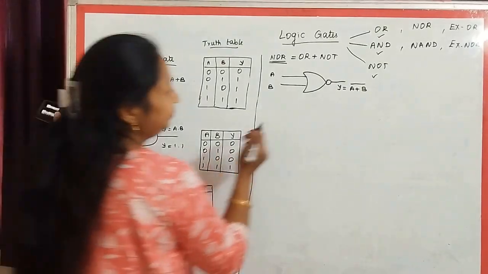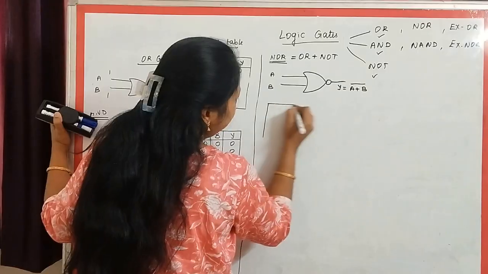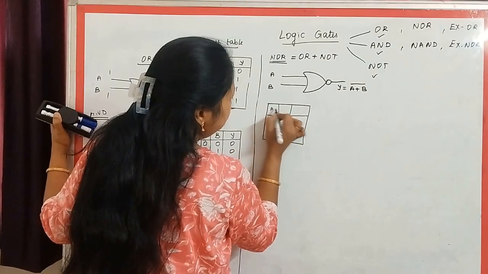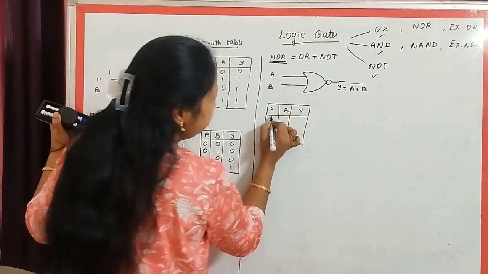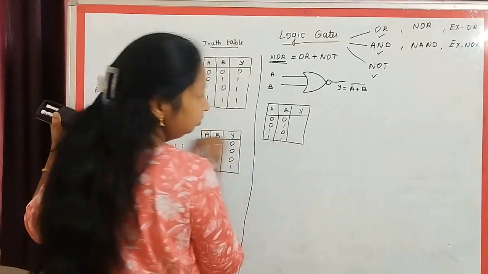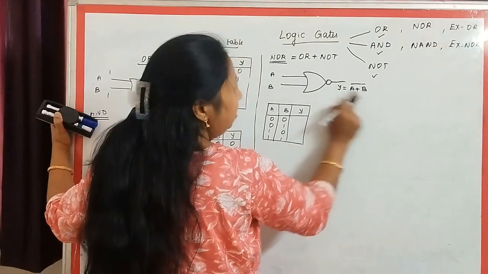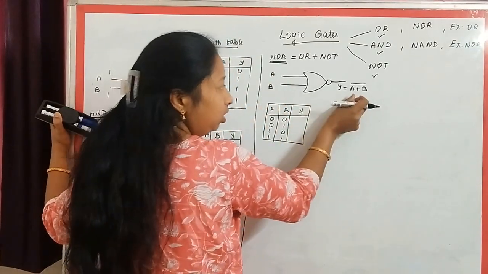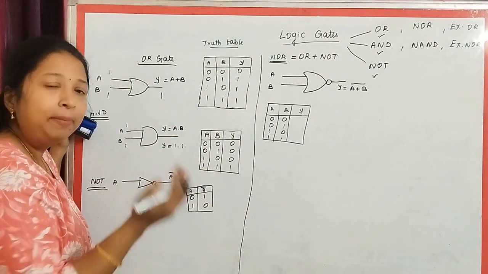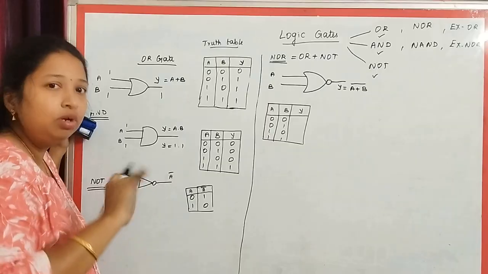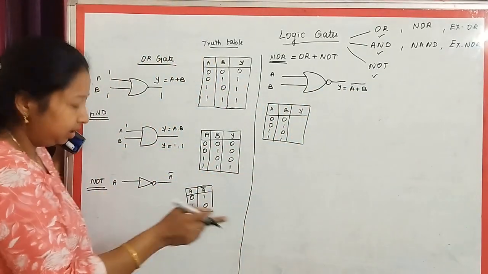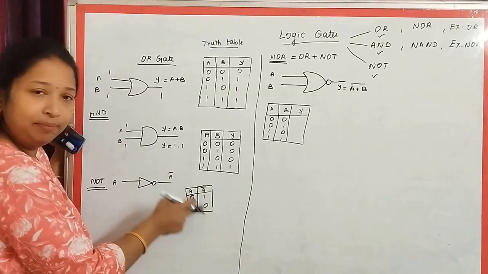Is this clear? How will you write the truth table for this? Here again we have only 2 inputs, A and B, so my combinations will be only 4: 0 0, 0 1, 1 0 and 1 1. Fine. A and B I'm going to add, and whatever output I get, that I'm going to complement. By adding, if I'm getting 0, my output will become 1 because I put a bar. Bar meaning it is complementing.